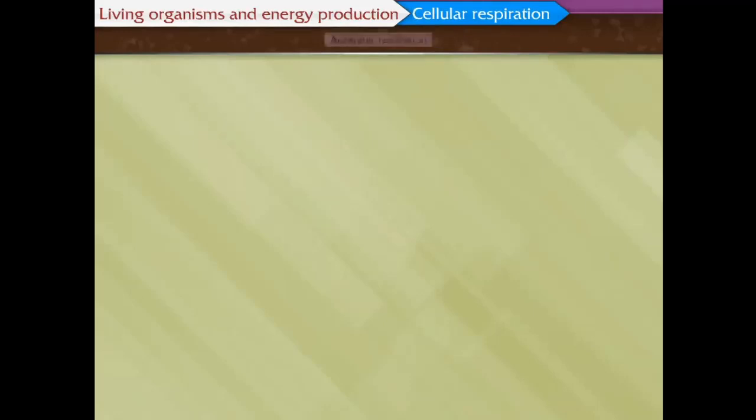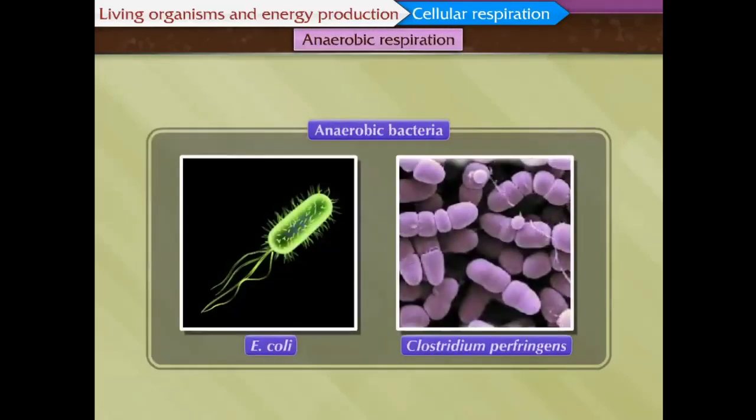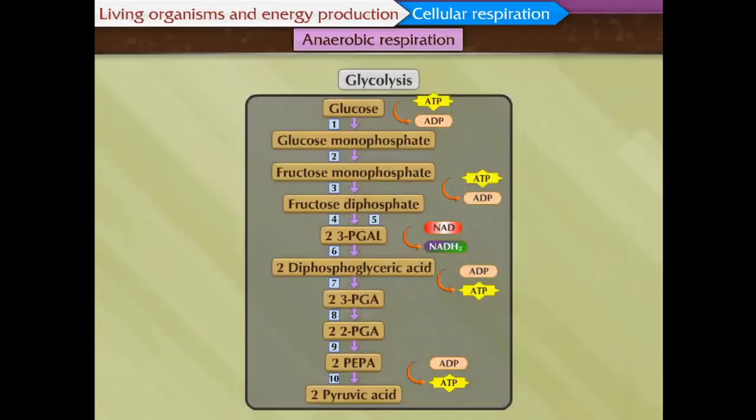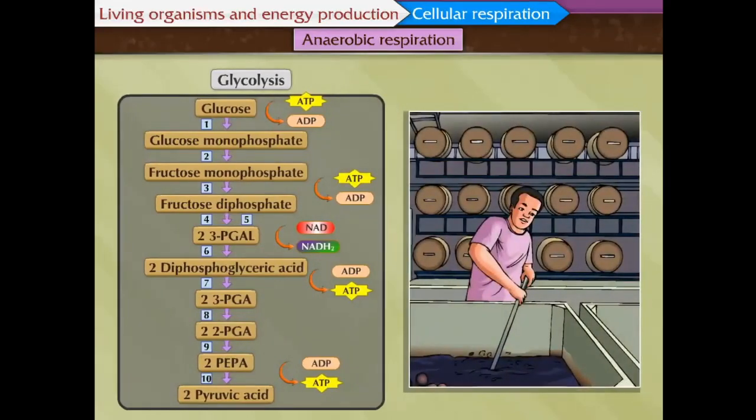Anaerobic respiration. Some living organisms can survive without oxygen. For example, anaerobic bacteria. Such living organisms have to follow anaerobic respiration for energy production. Glycolysis and fermentation are two steps of anaerobic respiration. We have seen that during glycolysis, a glucose molecule is incompletely oxidized and pyruvic acid is produced with a small amount of energy. Pyruvic acid is then converted into other products with the help of some enzymes, and this process is called fermentation.